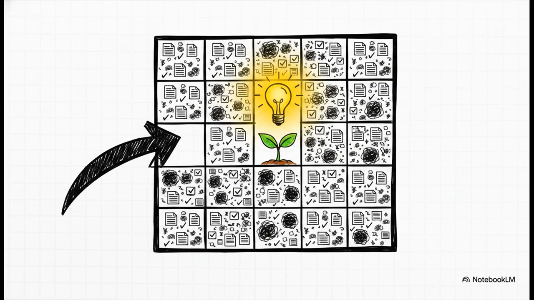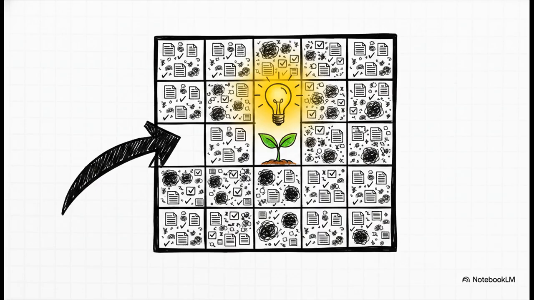And how exactly do you find that elusive gap? You literally look straight at your matrix. If you notice that an entire column dedicated to a specific theme has very few notes, or multiple sources leave a specific cell entirely blank, boom, you have visually identified a gap in the literature.